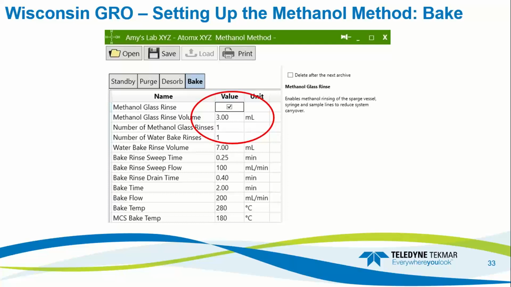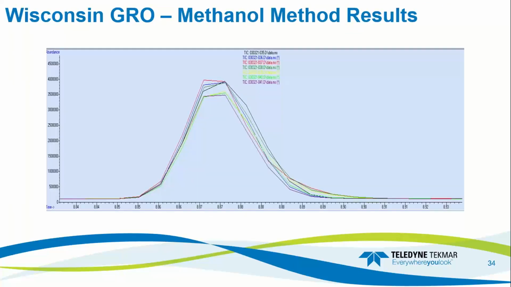If you need to increase the number of methanol glass rinses and water bake rinses, that will help you with more carryover issues if you're having those kinds of issues. Right here we have a chromatogram of 7 replicates of 1,3,5-trimethylbenzene, methanol extracted high-level soil samples containing the final concentration of 50 ppb. So it's displaying excellent reproducibility at 6% RSD and 94% recovery.